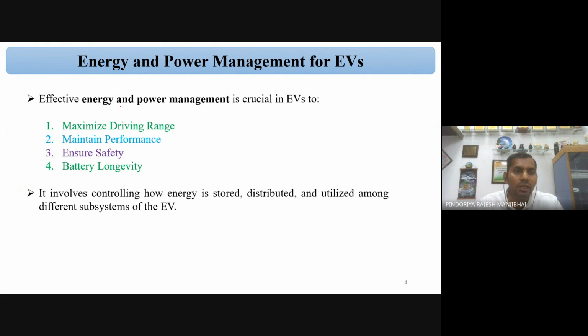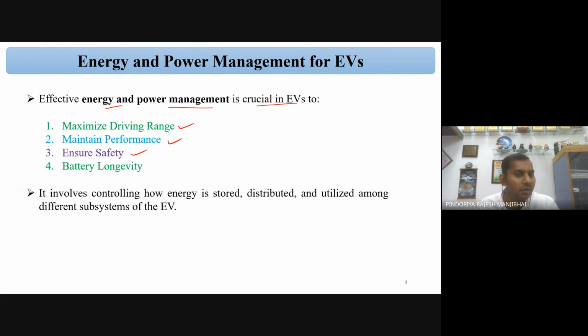So effective energy and power management is crucial in electric vehicles. And why crucial? Because we want the maximum driving range. Yes, all customers, all car drivers want the maximum driving range with a single charge of the vehicle. Maintain performance, yes, everybody wants noiseless operation, vibrationless operation. So maintain the performance. Ensure the safety, yes.